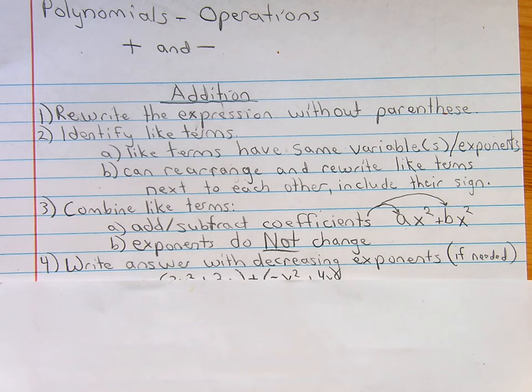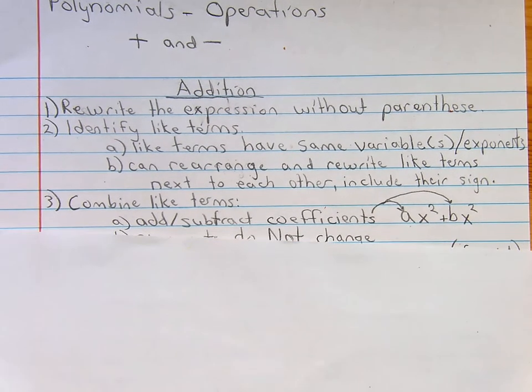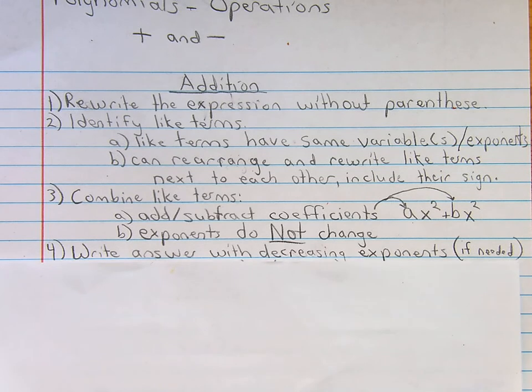Number 4, write the answer with decreasing exponents if needed. And what that means with the "if needed" is if you haven't already written it that way after you get through adding and subtracting, then do so. Often I find by the time I go through and add, I usually add all my x squared, my largest exponents, together first anyways, and work my way down. So I don't have to rewrite it. But if you didn't for whatever reason, then that's fine. Just make sure that your final answer is rewritten with descending exponents.